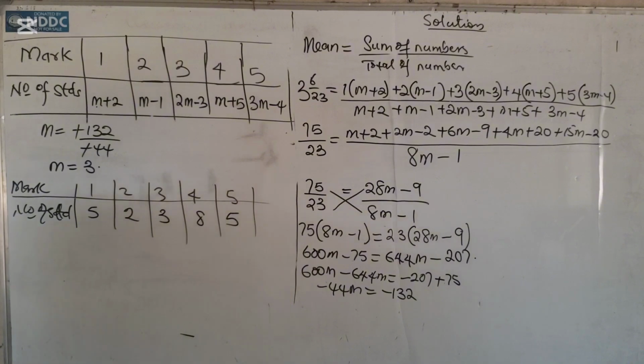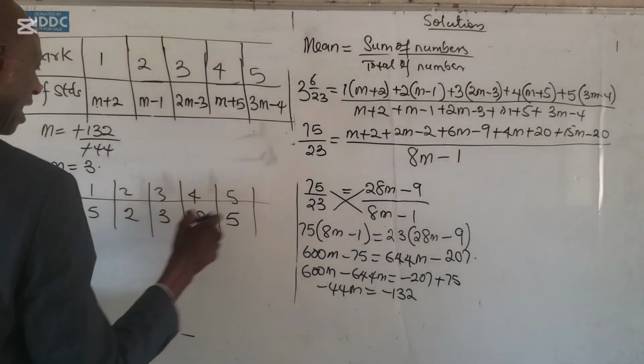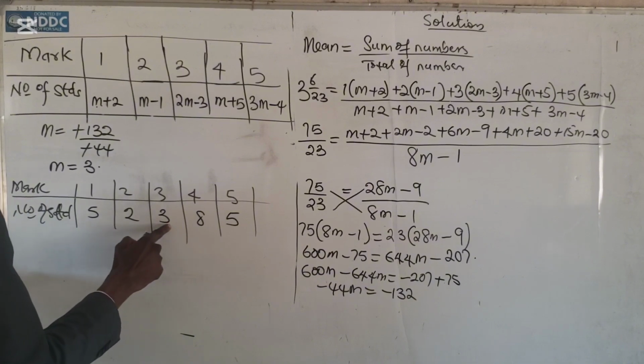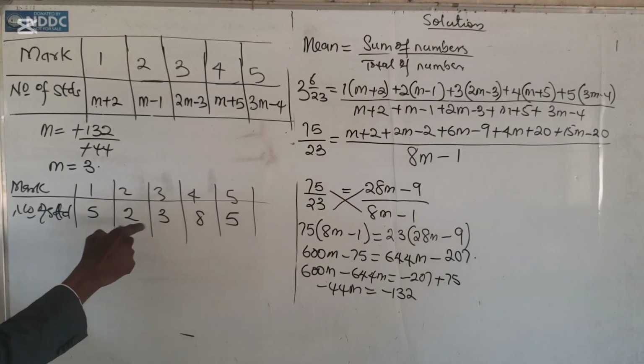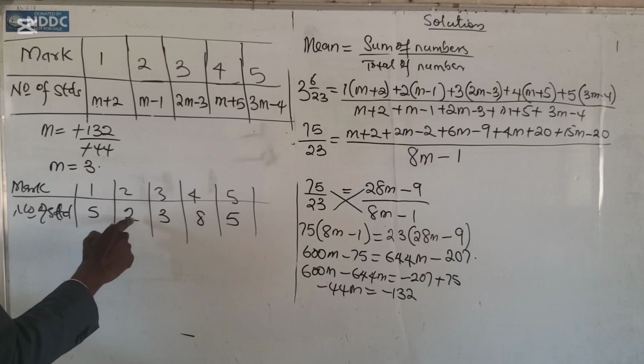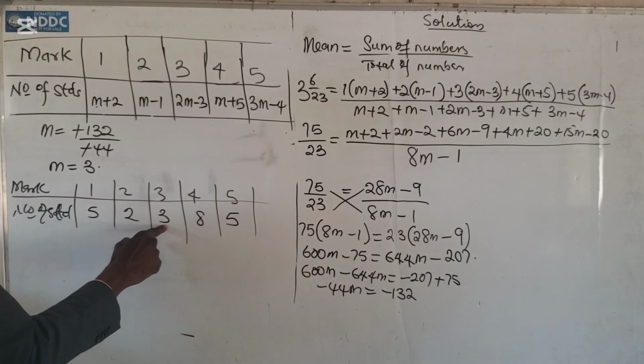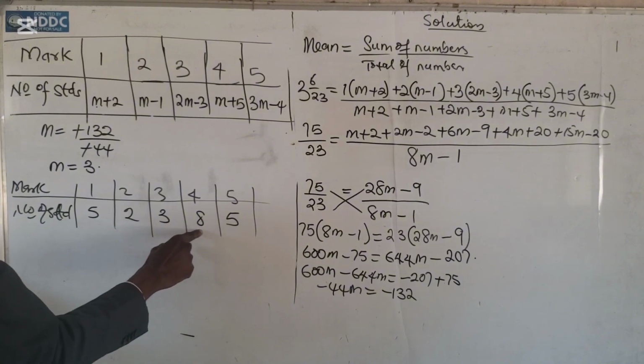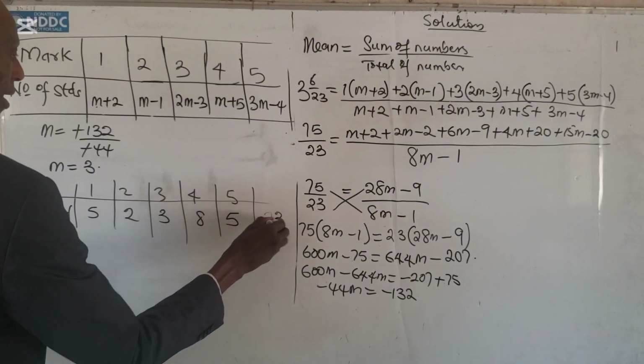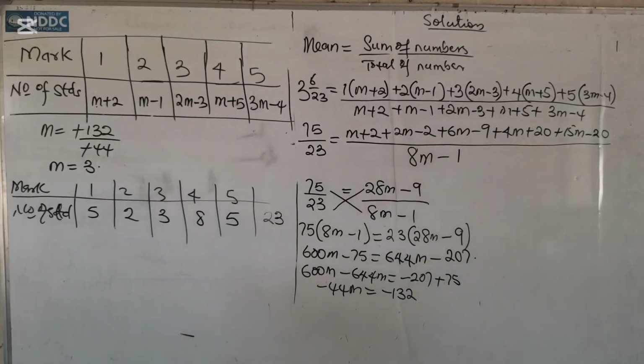So now, we are asked to find what? We have to find the interquartile range. So let's get the total number first. Adding: 5 plus 2 is 7, 7 plus 3 is 10, 10 plus 8 is 18, 18 plus 5 is 23. Here is 23.